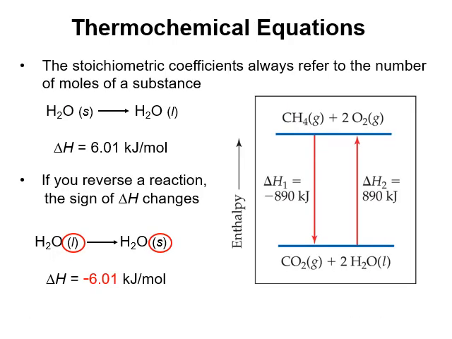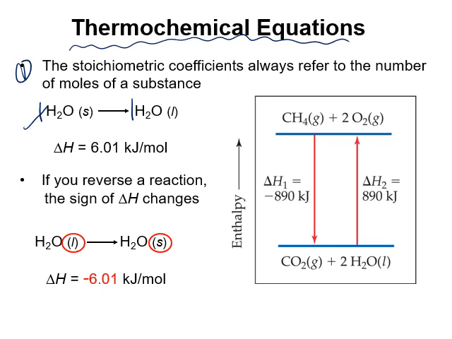Next we'll go into more detail about thermochemical equations. There are several rules you need to follow. The first one: the stoichiometric coefficients always refer to the number of moles of a substance. Look at this example here. H2O solid melts to become H2O liquid. The 1 in front and the 1 here refer to the moles.